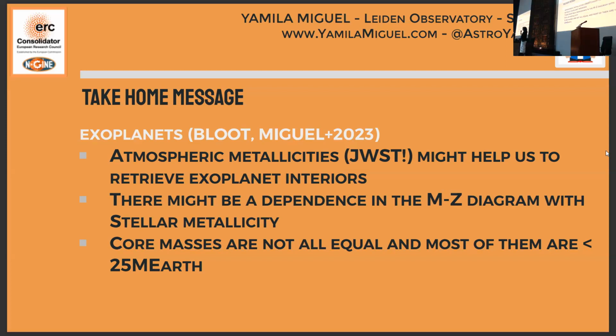The second one is that there might be a dependence with the stellar metallicity. I think it's something that maybe needs to be revised. And the last one is that not all planets have the same core mass, as we used to assume in the past. This matters definitely for finding different results for the metallicities of the planets.